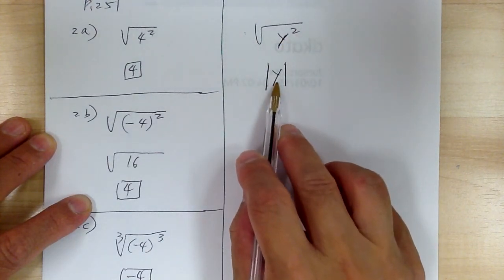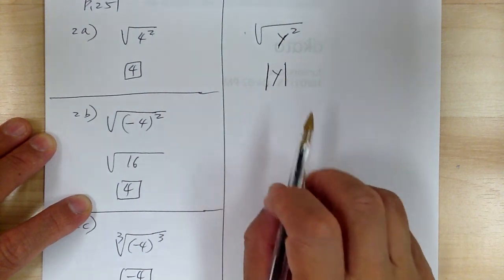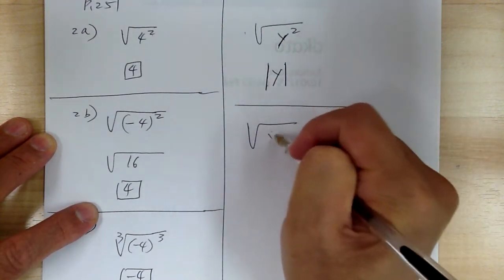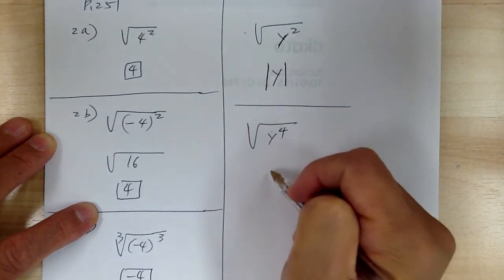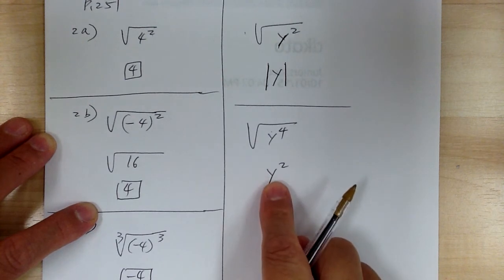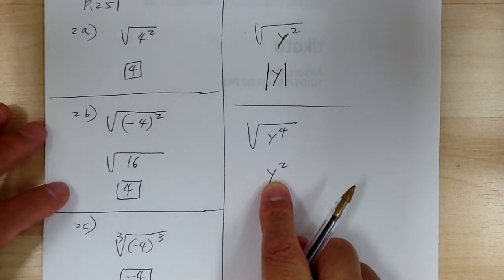So to ensure that this would be positive. Just be aware of that. But if you have this kind of situation, then you don't need absolute value because your answer would be y squared, right? And y squared would always be positive. So you don't need absolute value after that.